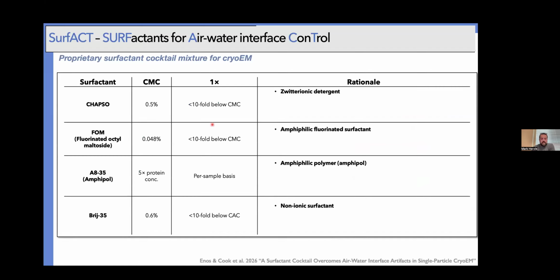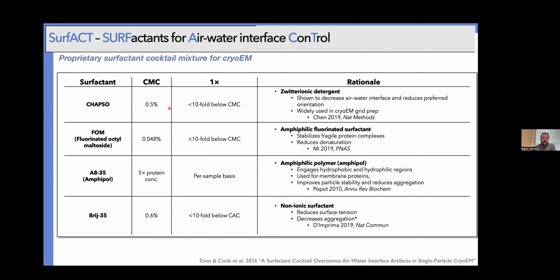Now, what we did is we went back through our data curation of the EMDB, our scraping, and we decided that we would use CHAPSO, which is a zwitterionic detergent, fluorinated fos-choline, which is an amphiphilic fluorinated surfactant. We used A35, which is its own weird amphiphilic polymer, and also Brij-35, which is a non-ionic surfactant. And so the idea is every single one of these is going to be much lower, tenfold below their CMC, which is lower than what you would typically use by themselves on their own.